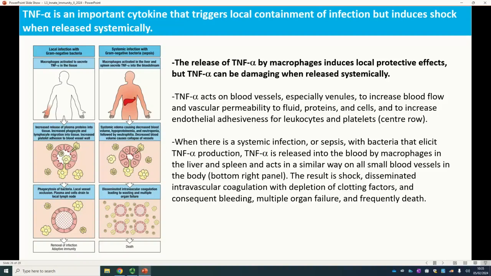That's great, but when we have a systemic infection or sepsis, and TNF-alpha is being released into the body by the macrophages, then we can start to get shock within the body. So we start to get coagulation, and we get depletion of clotting factors. This can result in bleeding and potentially organ failure, and ultimately cell death. So it's really important to keep these inflammatory events localized, as you suggested earlier.